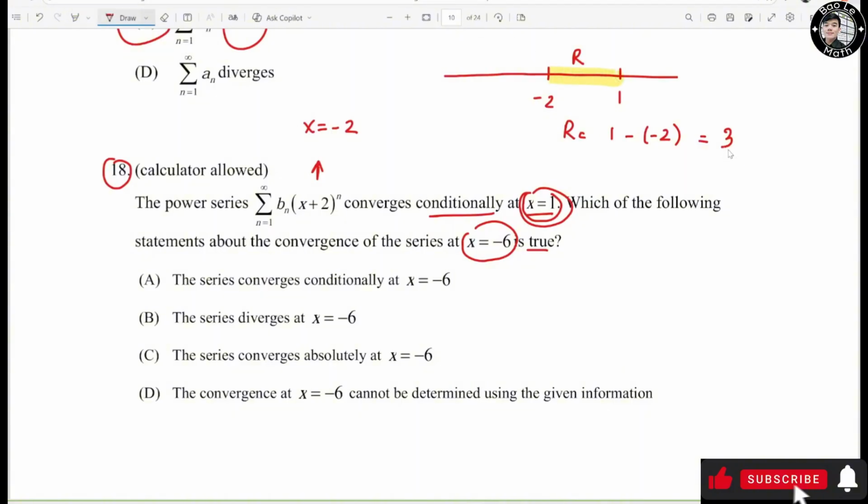We're going to count 3 units to the left from the center, so it could be -3, -4, and -5 right here. The interval of convergence is -5 to 1, right? Now we look at this one, s equals -6 is outside of the interval of convergence, which is going to be divergent, right? So the answer must be B.